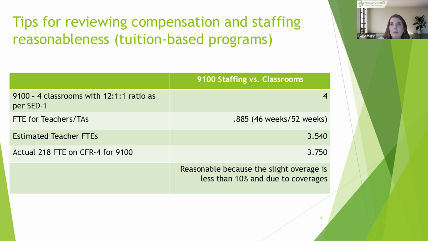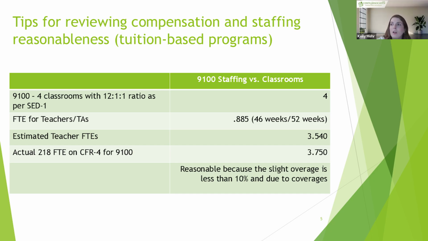Okay, so now we're going to go through some examples. For example, if you have a tuition-based program that operates 4 classrooms, it's a 9100 program with a 12:1:1 ratio. This would require 4 teachers. So when you annualize that staffing based on the 46 weeks that the teachers work out of the 52 weeks in a year, you would expect approximately 3.540 FTEs reported on your CFR4.